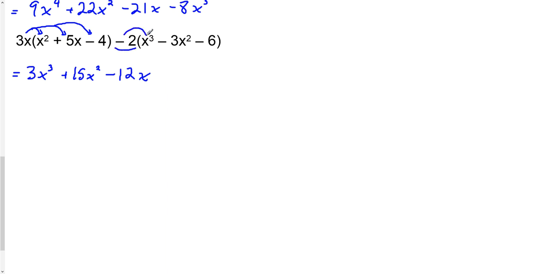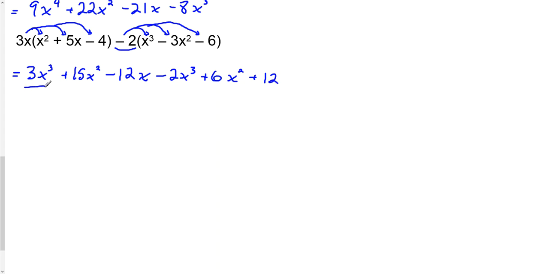This is a negative 2, so it's going to be negative 2 times x cubed, negative 2x cubed. Still negative 2 times negative 3x squared, so negative 2 times negative 3 is positive 6x squared. Negative 2 times negative 6, positive 12.